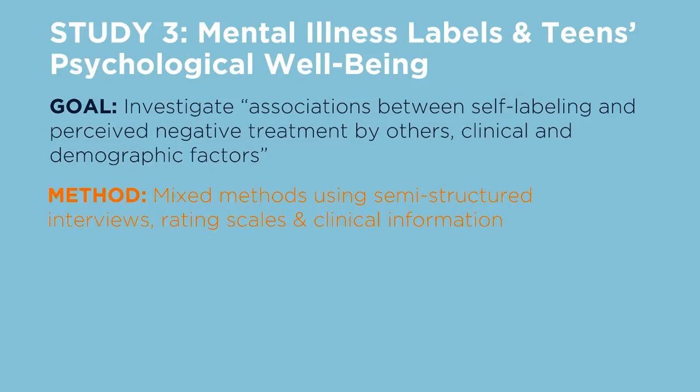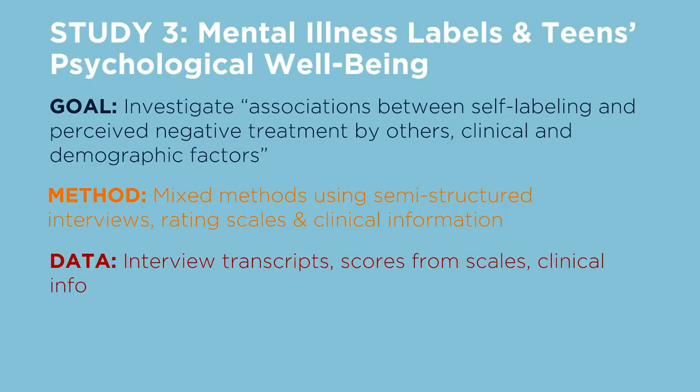The researchers combined methods to test this hypothesis. They did semi-structured interviews with some open-ended questions where teens could express their thoughts and emotions. They also used rating scales to quantify teens' experiences like the Rosenberg Self-Esteem Scale and clinical information about each patient, like their type of disorder and age of first treatment for mental health issues. The data in this study consisted of interview transcripts, scores from the scales, and clinical information.